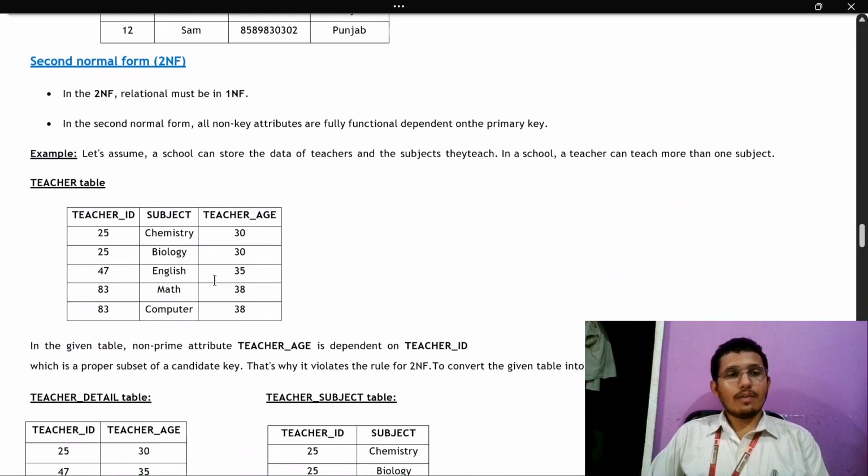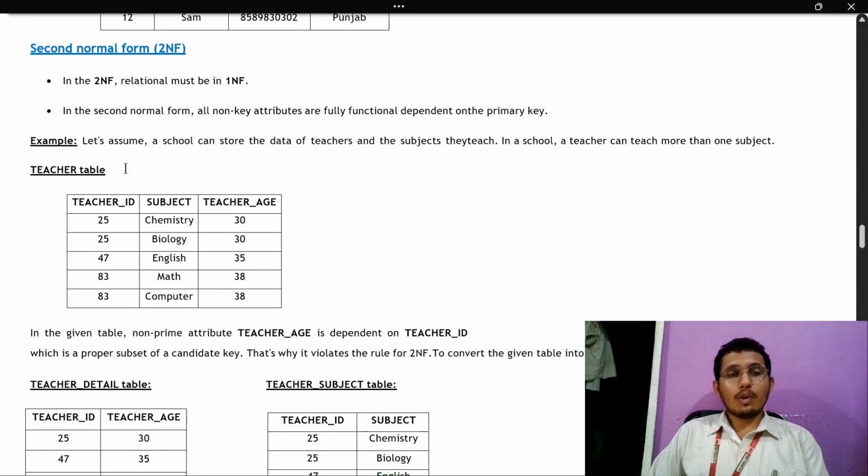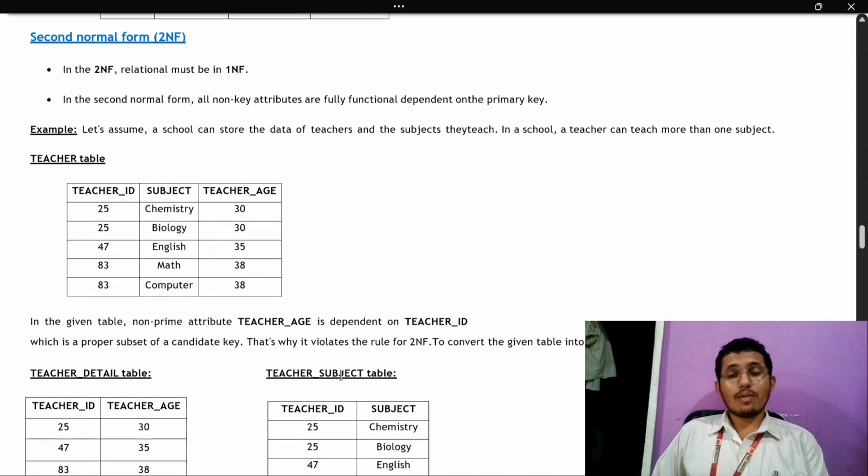The second one is 2NF. For a table to be in 2NF, it must be in 1NF, which means no multi-valued attributes. In second normal form, all non-key attributes are fully functionally dependent on the primary key. Let's assume a school database can store data of teachers in a school. A teacher can teach one subject. The table has teacher ID, subject, and teacher age. In the given table, the non-prime attribute teacher age is dependent on teacher ID, which is a proper subset of the candidate key. That's why it violates the rule of 2NF.